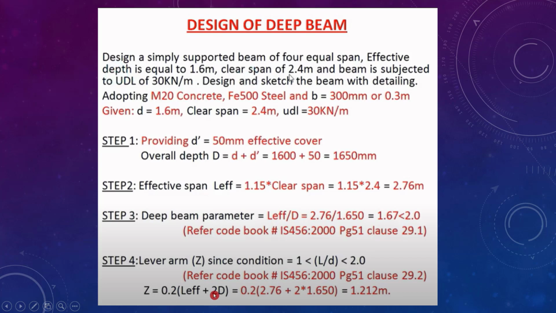So by using the equation, Z is equal to 0.2 into (L effective plus 2D), which is 0.2 into (2.76 plus 2 into 1.650, the effective depth). This will give you the lever arm as 1.212 meter.